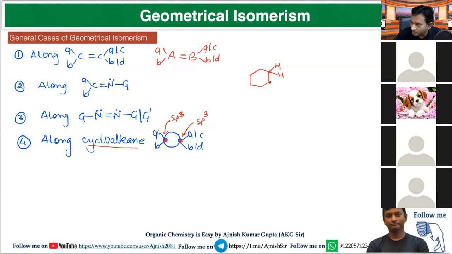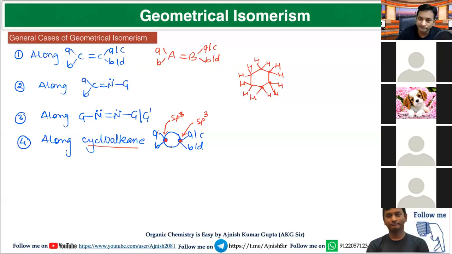How many hydrogens are present over this carbon? Two. How many hydrogens are present over this carbon? Two. Both carbons, all carbons have 2 hydrogens. Is it clear? All carbons have 2 hydrogens.